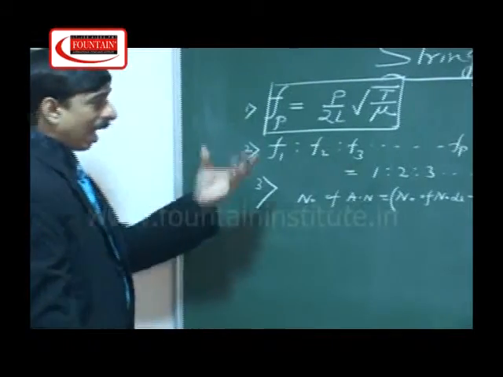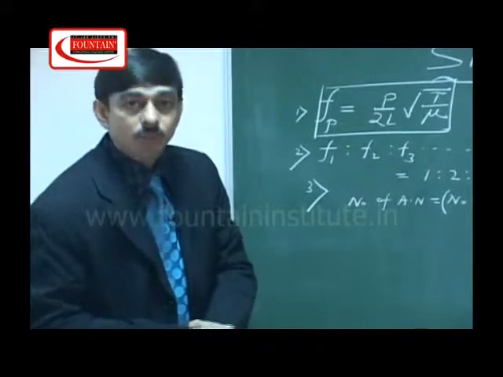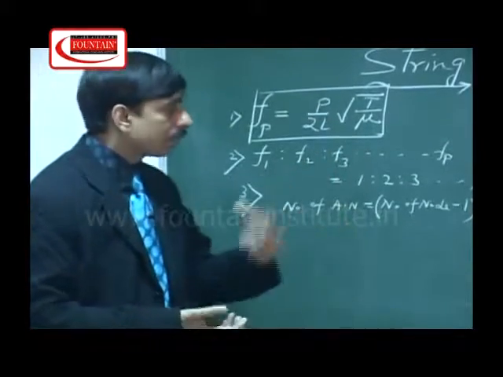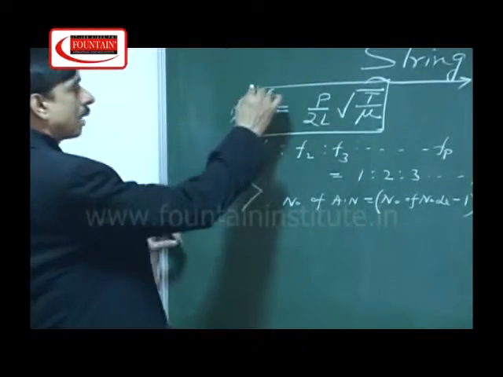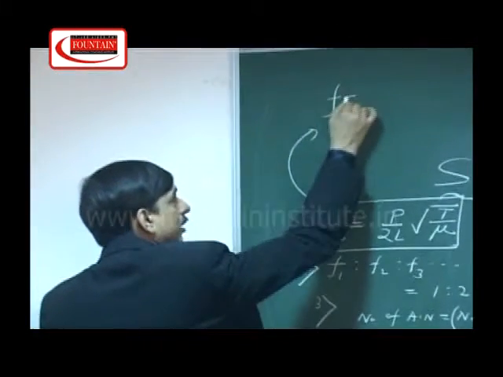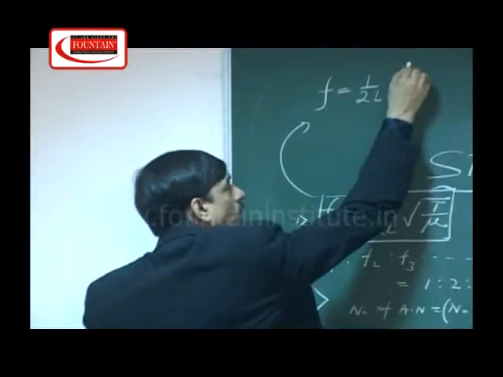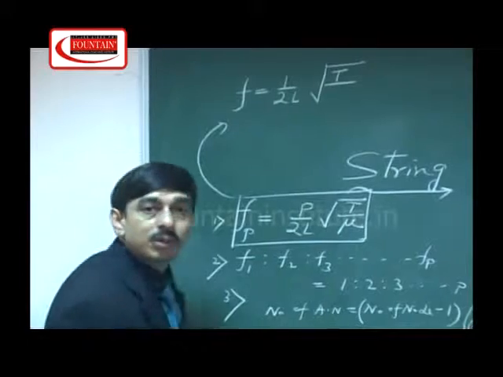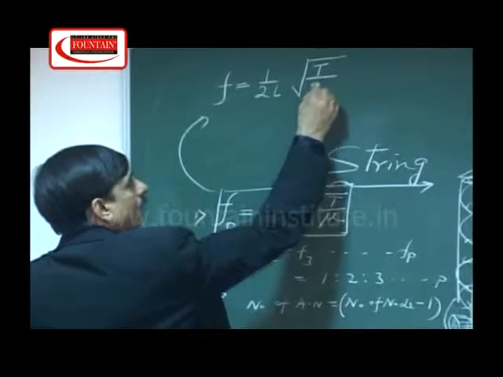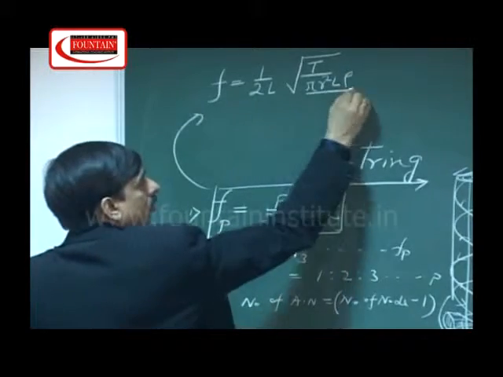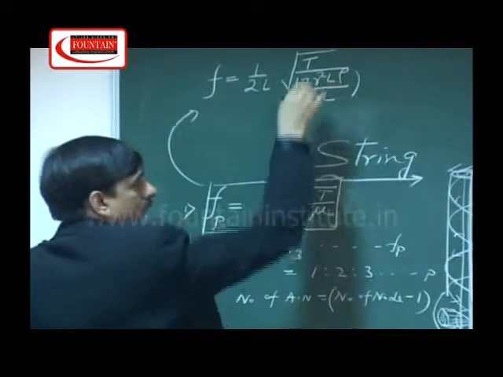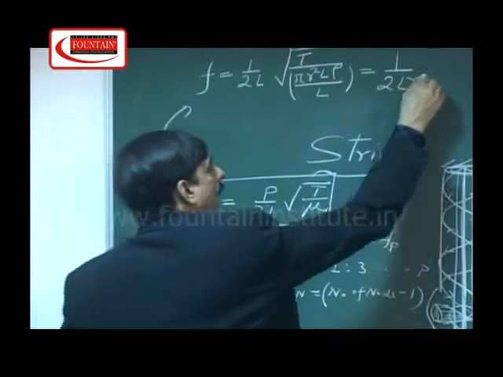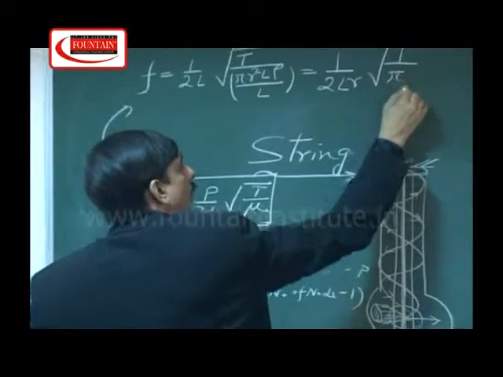And the third point is how the density of the wire, elasticity of the wire, the length of the wire, or the radius of the wire will affect it. That's why you need the modification of this law, such that it can be modified as f is 1/2L under root of T, and mass per unit length means mass can be written as volume into density, that is we can write pi r square L into rho, upon L. L and L will cancel each other, and the formula becomes very simply 1/2Lr under root of T upon pi rho.